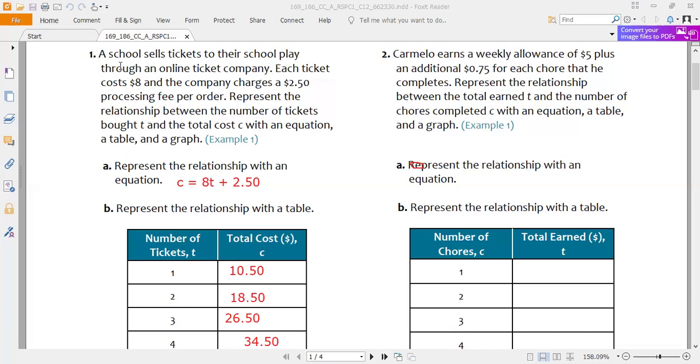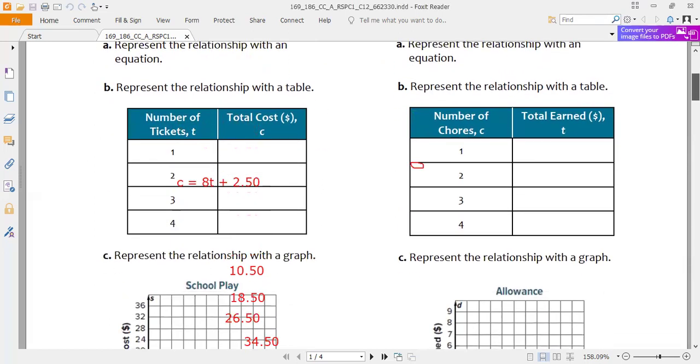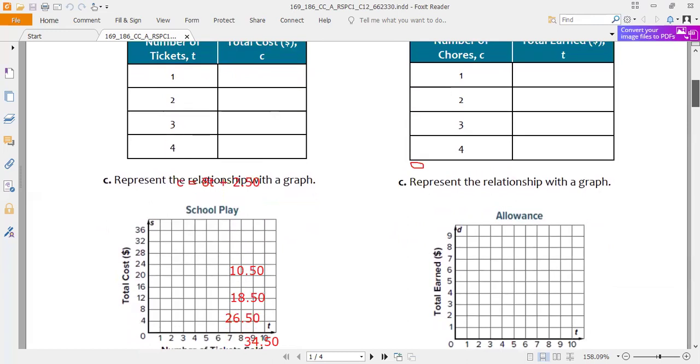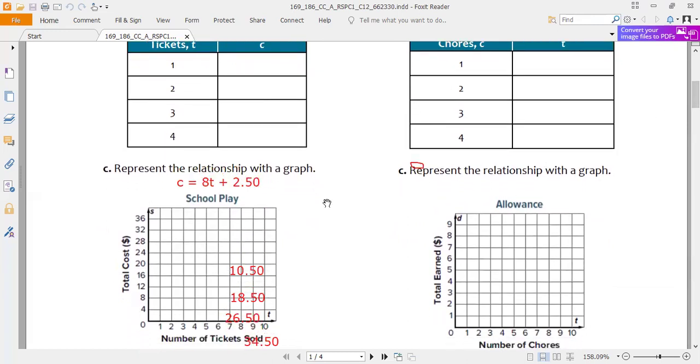So from the word problem we write an equation. Using this equation we make the table, and using the information in the table we will make the graph. So now how am I going to make the graph? Let us move towards the third part of the same question, which is how to make the graph.